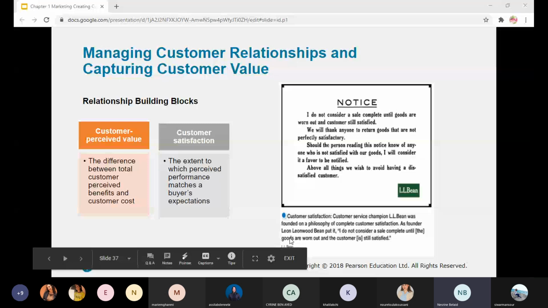If the product's perceived performance matches my expectation, I will be satisfied. Okay, so if the product's performance falls short of expectations, the customer is dissatisfied. And if performance matches expectations, the customer is satisfied. If performance exceeds expectations, the customer is highly satisfied, or let's say delighted, okay? A highly satisfied customer is a delighted customer.